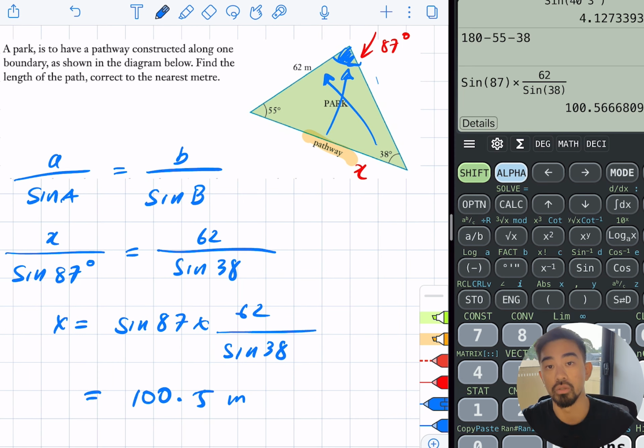Okay, so that's a little trick you can do if you get stuck trying to apply the sine rule but don't seem to be able to work it out. So take note of that.